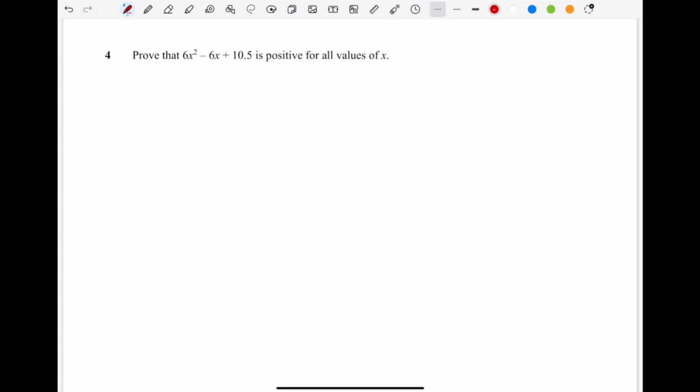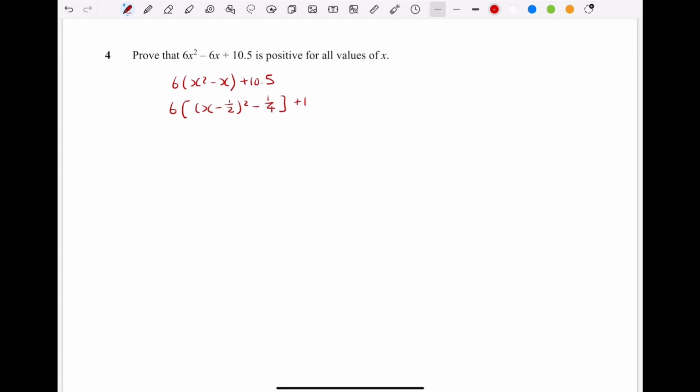So what we need to do is complete the square. First, we need to factorize out 6 from the first two terms, and we will have 6 lots of x squared subtract x, and we are going to leave that 10.5. And what we need to do now is complete the square of what's in the bracket. So it's going to be x take away a half squared, and then further subtract a quarter.